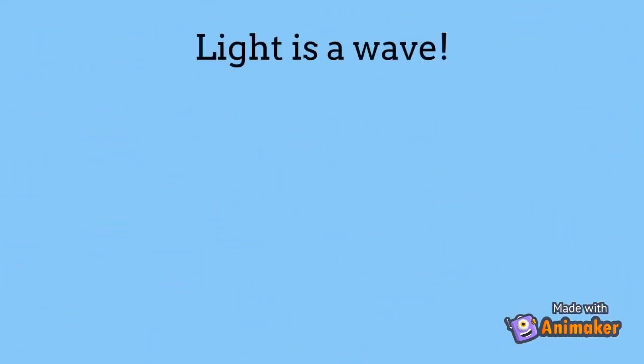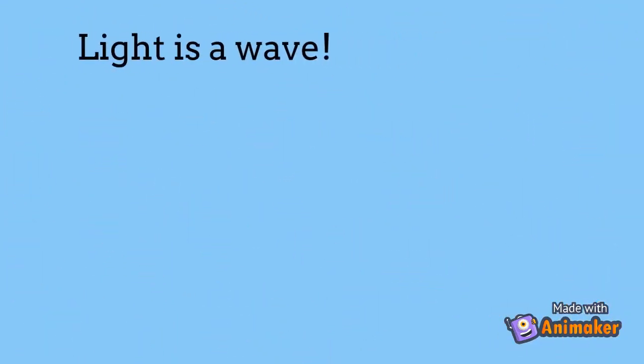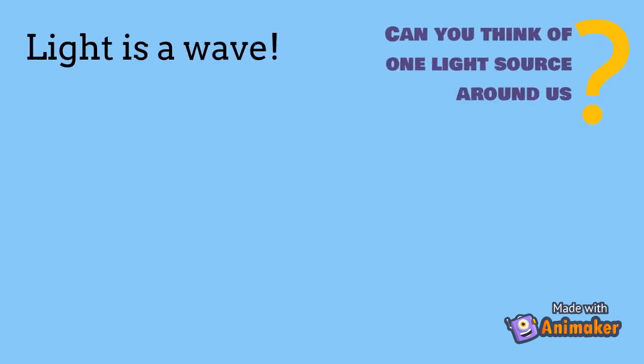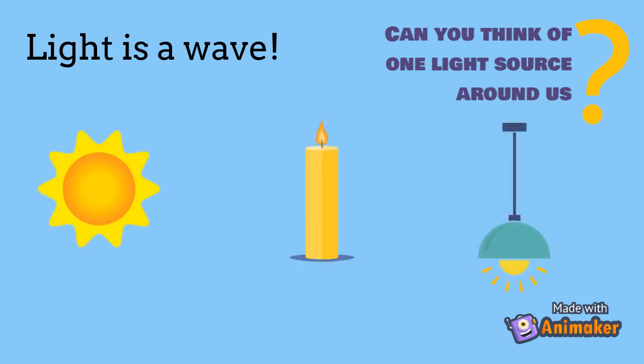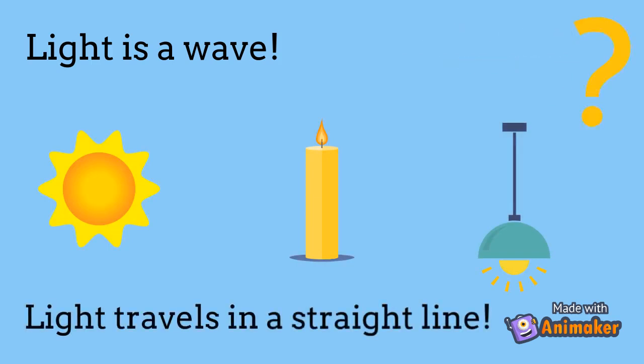Let's first explain what light is. Light is a type of energy and it travels as waves. Now, can you think of one source of light around us? Correct. The sun is the main light source on Earth. A candle and a lamp is also an example. Light travels from these sources as waves and it travels everywhere, but it travels in a straight line.